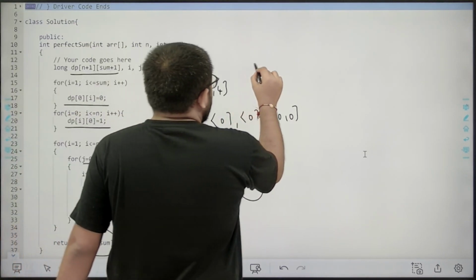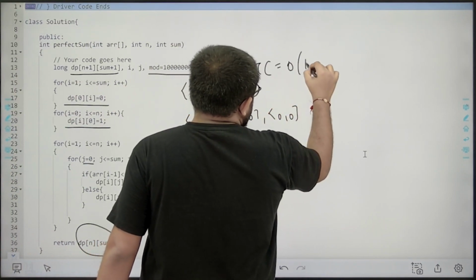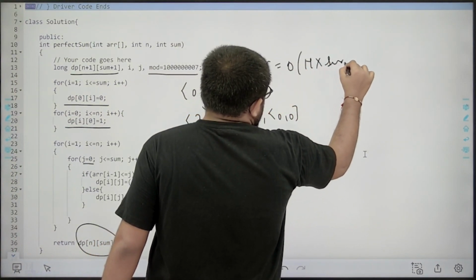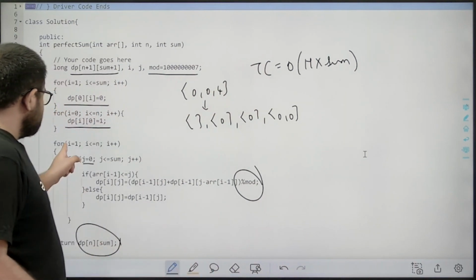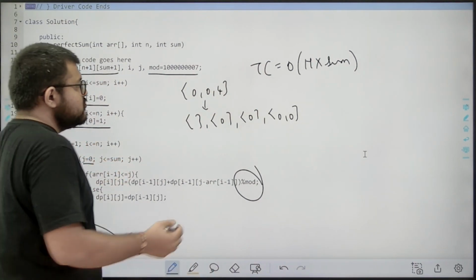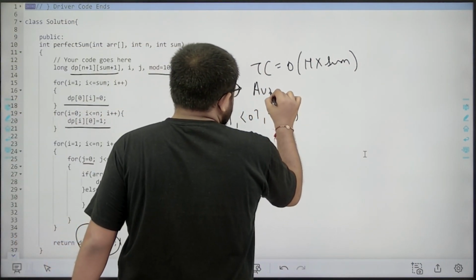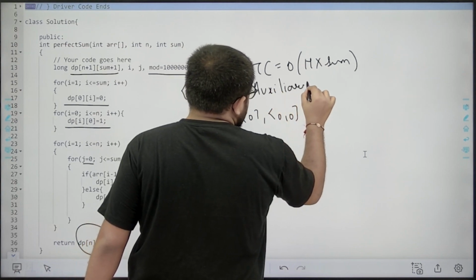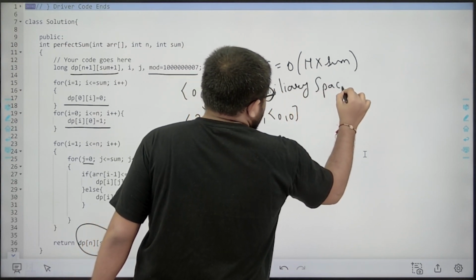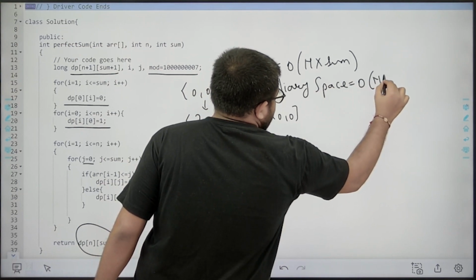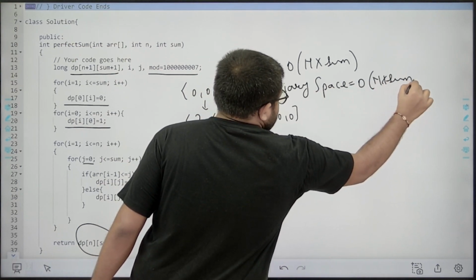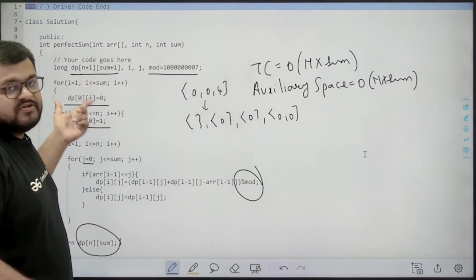What would be the time complexity? Time complexity would be big O of n cross sum, because that's the size of the for loops, 1 to n and j equals to 0 to sum. And what would be the auxiliary space? The auxiliary space required here will also be big O of n cross sum. Why? Because this is the size of the DP table which we are taking, right?